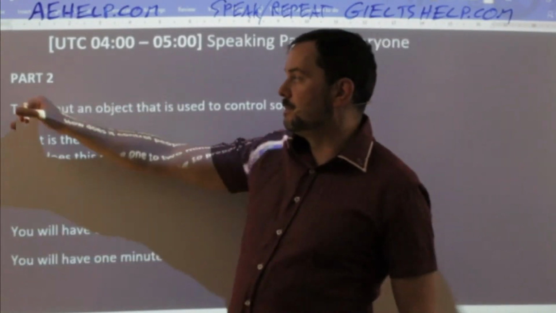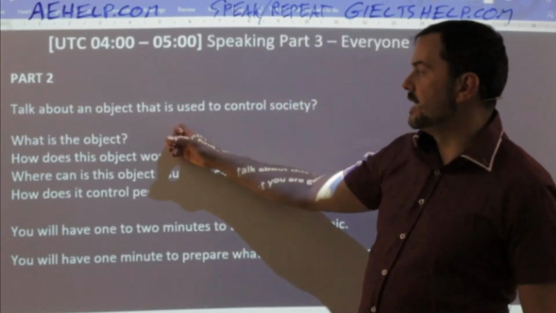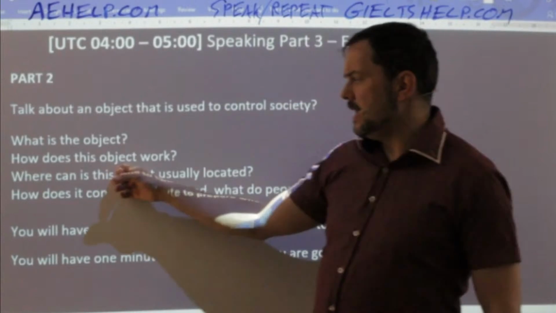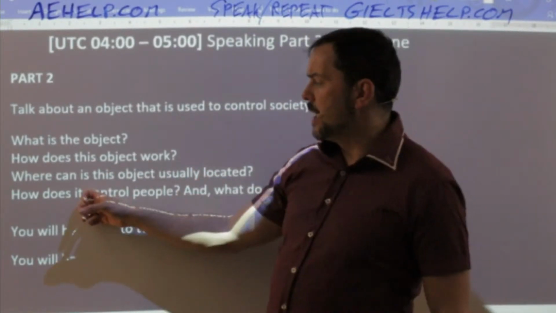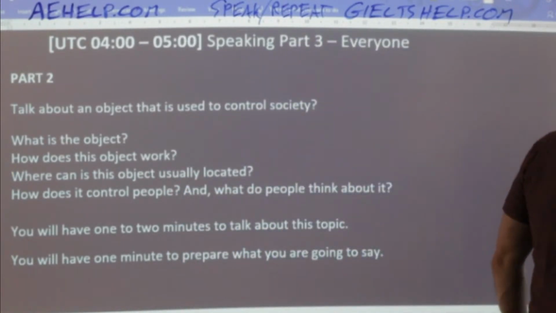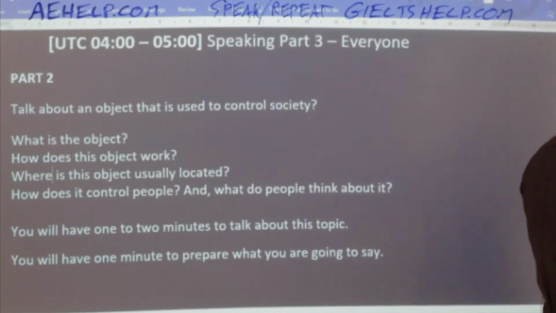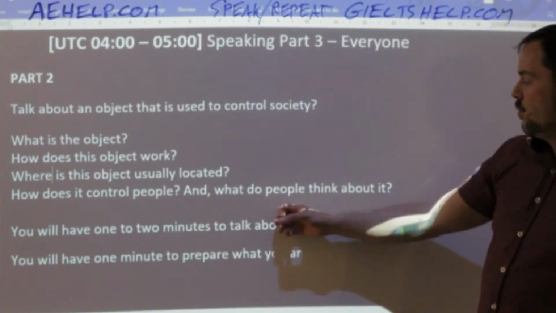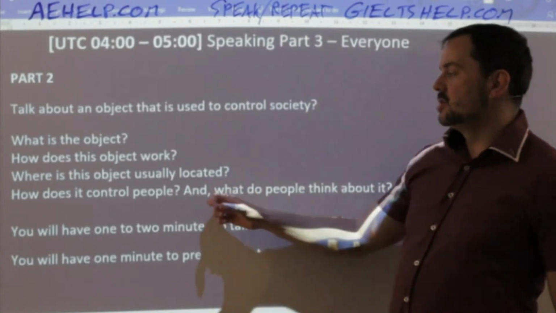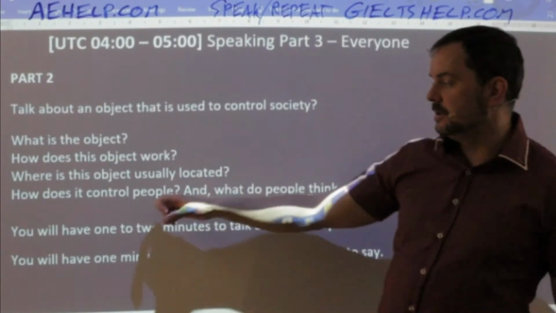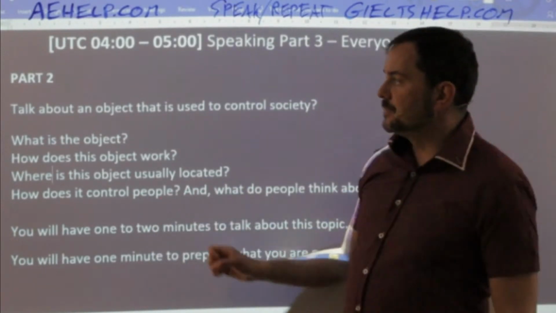Actually read through the questions again from the top. So look at the card, part 2. Talk about an object that is used to control society. What is the object? How does this object work? Where is this object usually located? Let me just take out that unnecessary confusing word there. It's an artifact. So where is this object usually located? How does it control people? And what do people think about it? Really pay attention to these kinds of double questions that you might see near the end. It's very important.